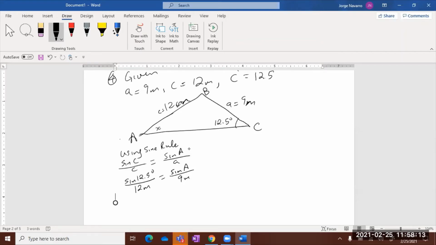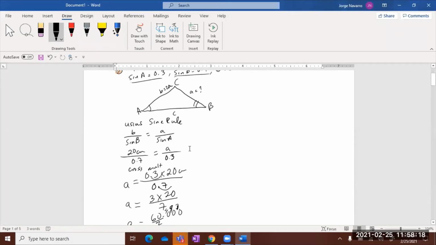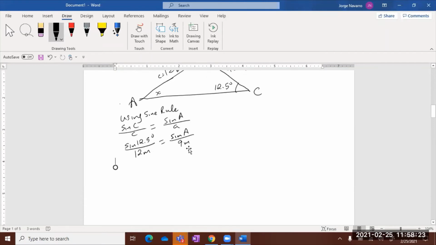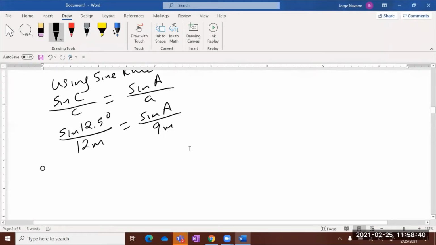And notice for the first one, we were looking for a side, so the side goes at the top and the angle goes underneath. In this one, we're looking for the angle, so the angle goes at the top and the letter goes underneath. So the format of the equation will tell us, hey, I am looking for this. Okay? Guys? You with me? Guys? Yes, sir.